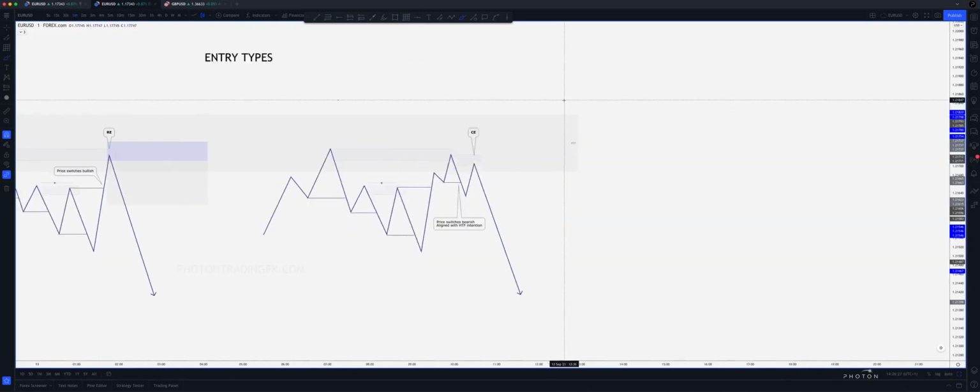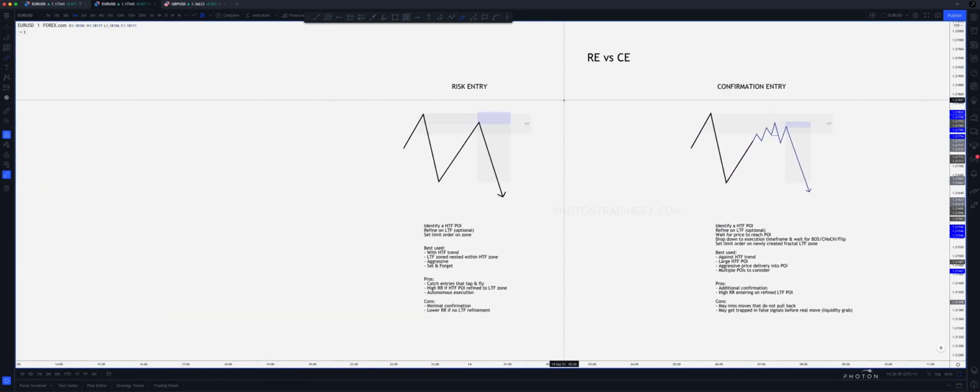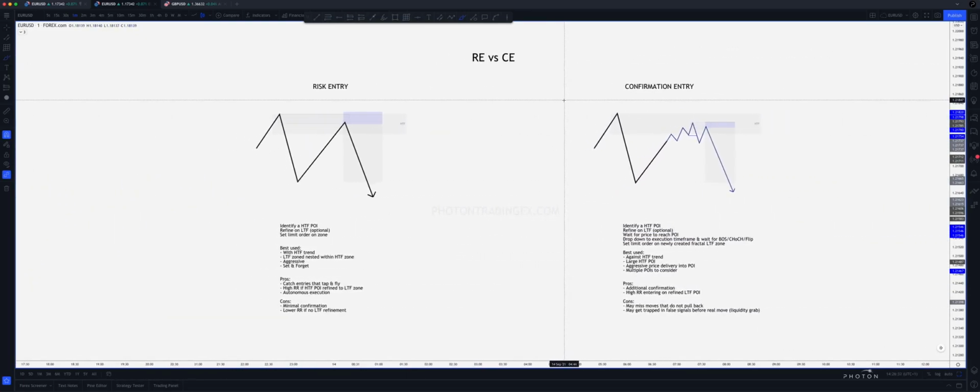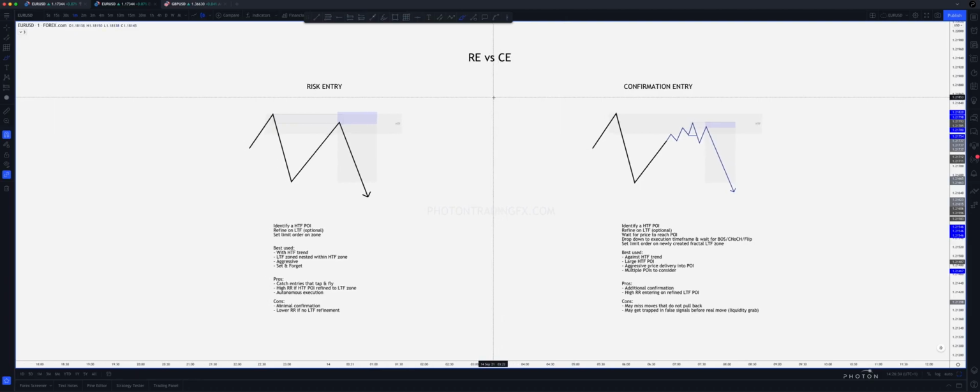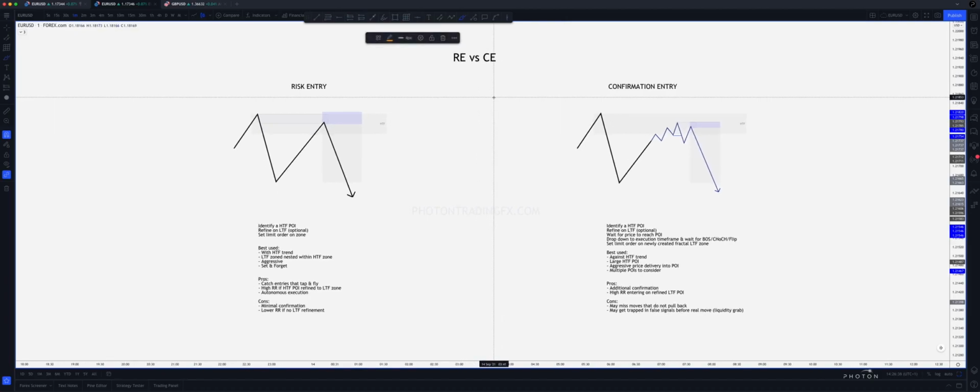Okay. So then let's take a look at the pros and cons between when to use a risk entry and when you may want to use a confirmation entry. Now, I'm just laying this out here for you guys to think about. It's going to be different for every trader. Some people may only want to use confirmation entries. Others may pretty much only use risk entries. Some may use a combination of both, depending on different factors. So let's go through those, and then you can see why you may wish to use one over the other, or in specific circumstances.